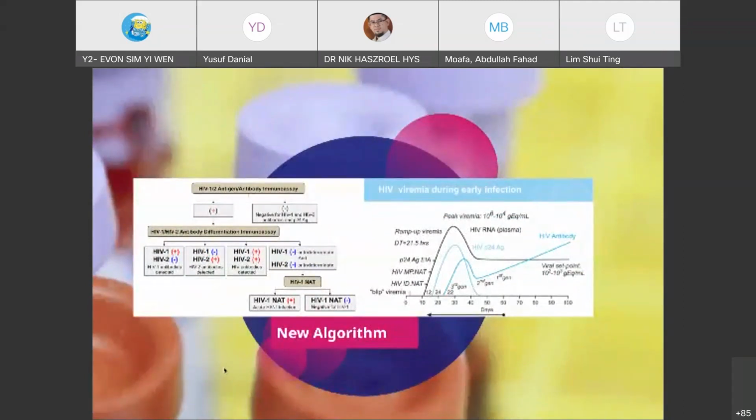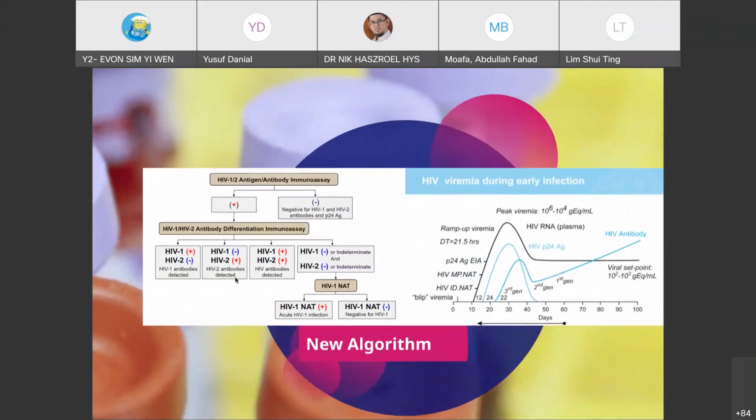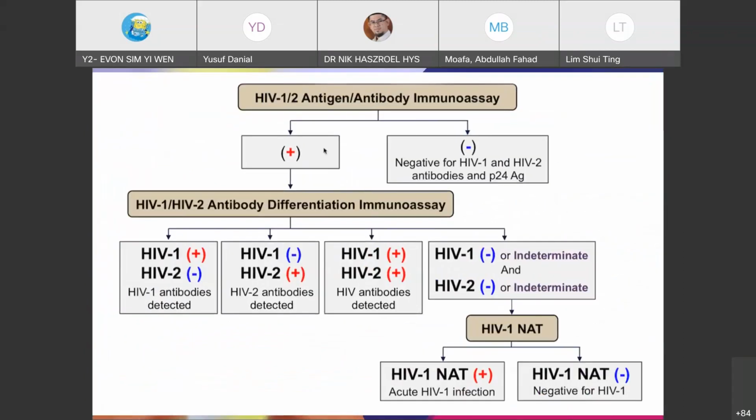So we go into the algorithm. This is where we can apply everything. Starting with the antigen antibody immunoassay. In USM, as we have mentioned, the test that is used is ECLIA. And if you want to order this test, you just say ECLIA.